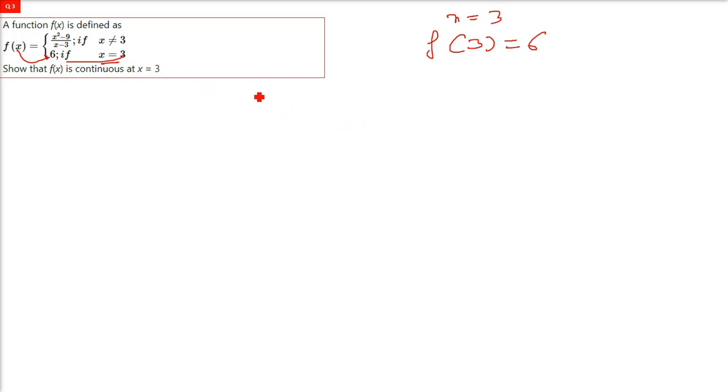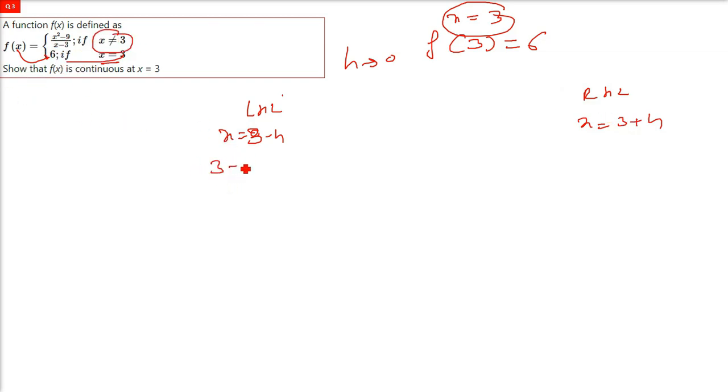So let us see the left hand limit, LHL, and right hand limit. So what you have to do at point x equals 3, you have to check. So just put x equals 3 minus h on the left hand side, because h is a very small number. It is not 0, but it is close to 0. x equals 3 plus h. So what function you have to use when x is not equal to 3? x square minus 9 divided by x minus 3. I am putting x as 3 minus h. Here I am putting in the place of x, 3 plus h.